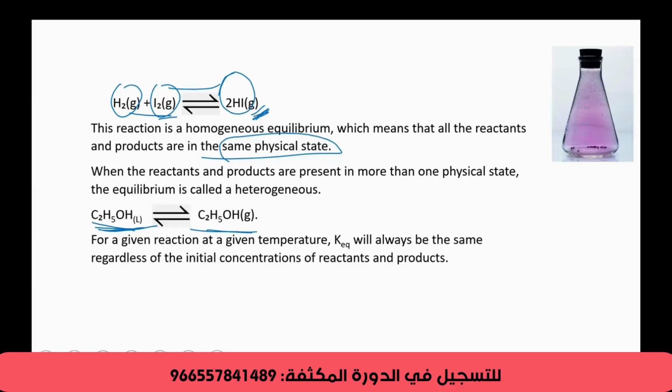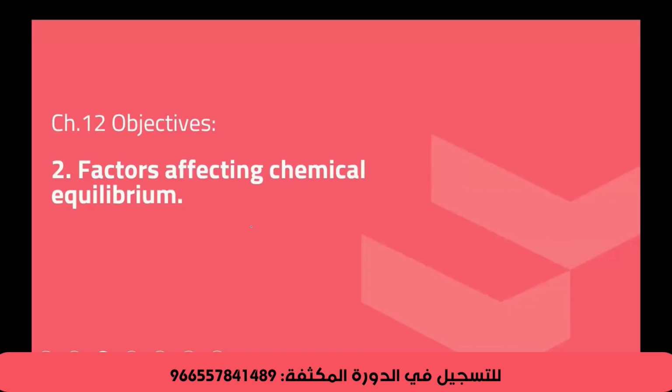Homogeneous is when they have the same state of matter, gaseous state and gaseous state. But heterogeneous is, let's say, if the reactant is in liquid state while the product is in gaseous state. So they are jumping between two states of matter, liquid and gas. That's why we call it heterogeneous, or different phases, different states of matter.